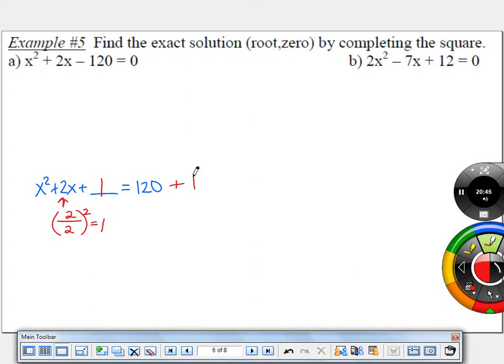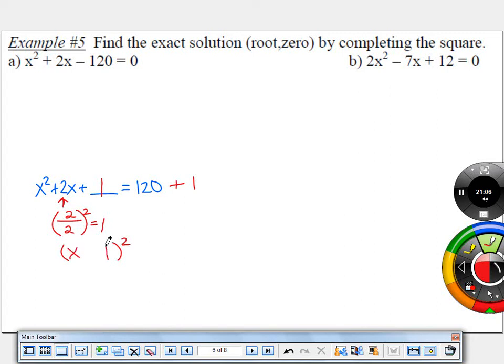Okay? So again, remember why you did this. You're not stuck at this point. The only reason we added our own special number here was to make this factor as a perfect square, which means my next step should be to factor it as a perfect square. So how is x squared plus 2x plus 1 going to factor? Good. It should be x plus 1.